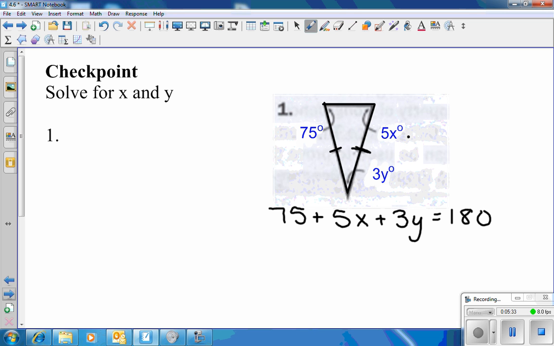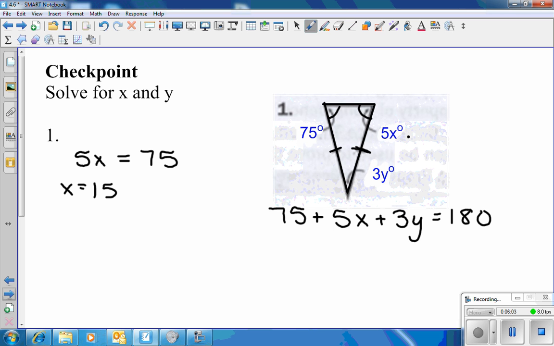I have to solve for x first. How do I know to do that one? What do I know about 75 and 5x? They're the same because they're the base angles, right? So if they're the same, I can set them equal to each other and solve. So 75 divided by 5 is 15.